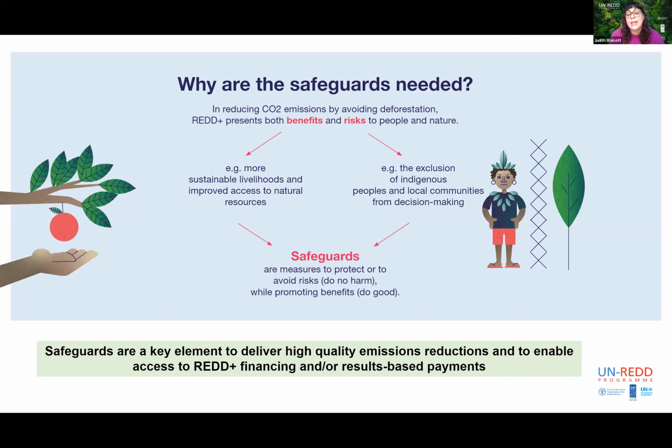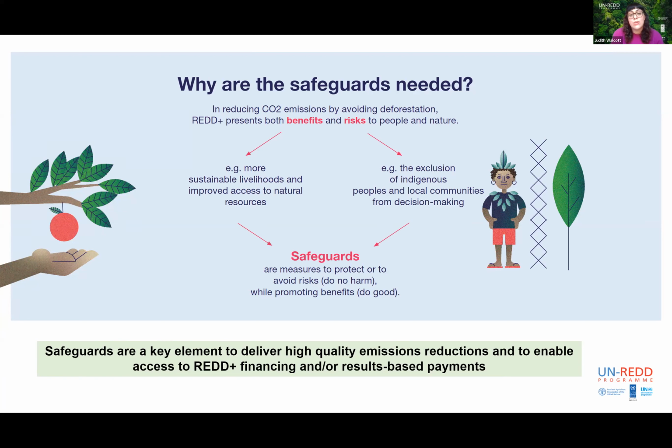So first of all, thinking more broadly, why are safeguards needed? When we think about REDD+ activities and different specific actions that can be implemented under REDD+, which is focused on reducing emissions from deforestation as well as forest degradation, and then other activities related to sustainable management, improving forest carbon stocks, there can be potential benefits as well as risks for people and nature when implementing these actions.